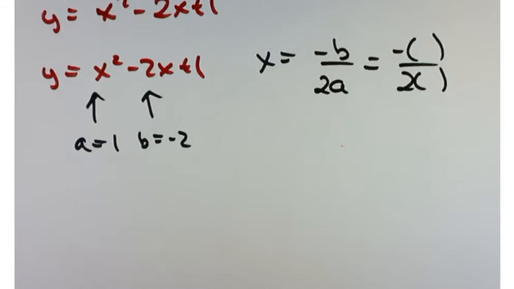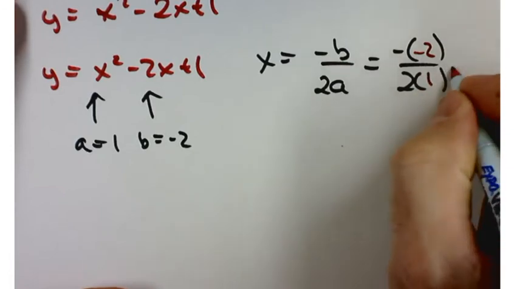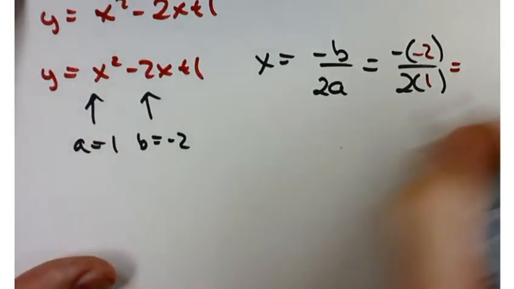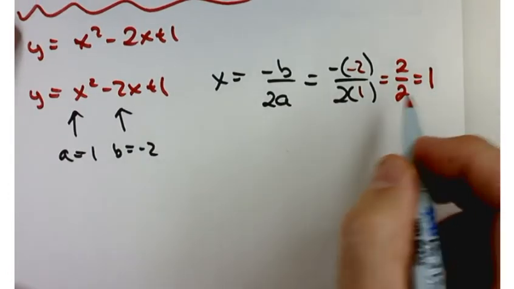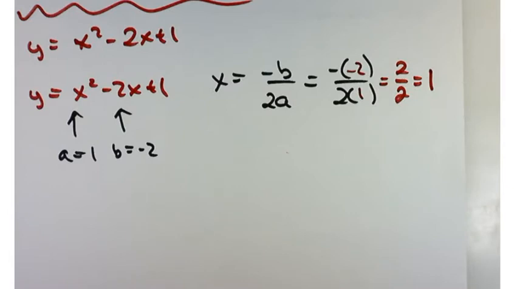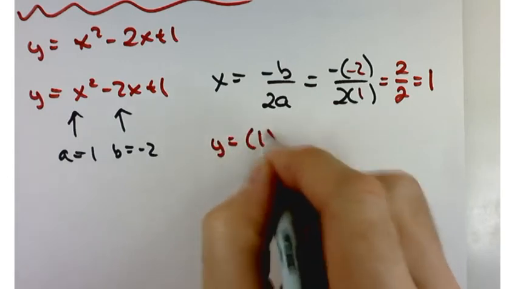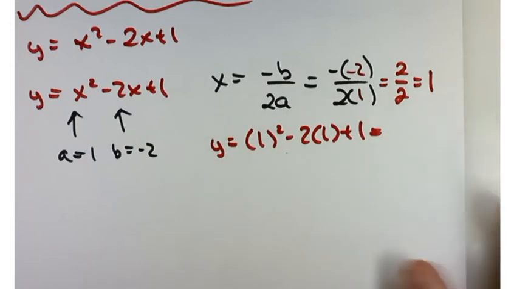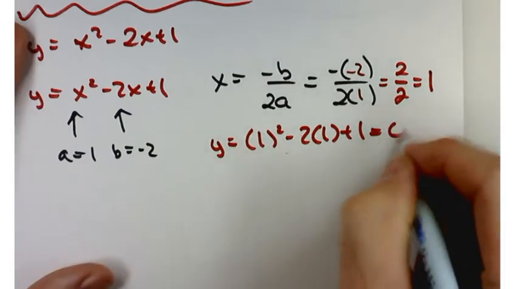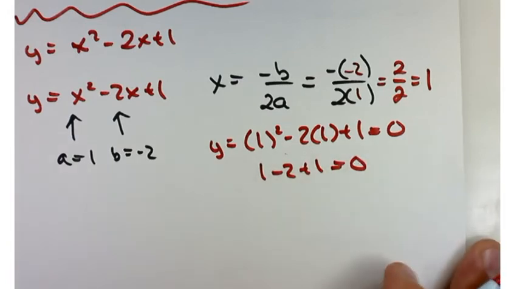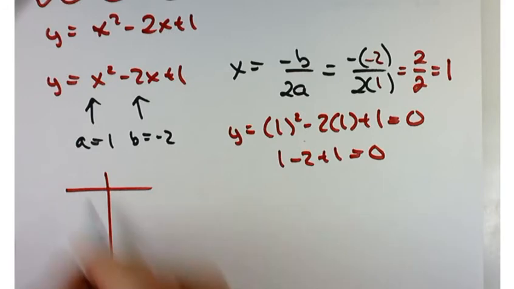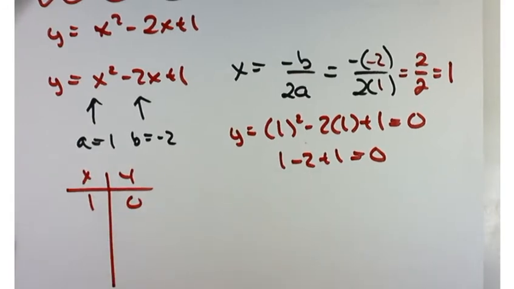Candace, what should I put in for A and B? Good, negative 2 and 1. So what's it give me for the x-coordinate of my vertex? 2 over 2, which simplifies to 1. If the x-coordinate of my vertex is 1, thank you, Candace, what do I do to find the y-coordinate? Plug it in. 1 squared minus 2 times 1 plus 1, 0. Because 1 minus 2 plus 1 is 0. So this is what we got so far. x and y. 1 for x gives me 0 for y.